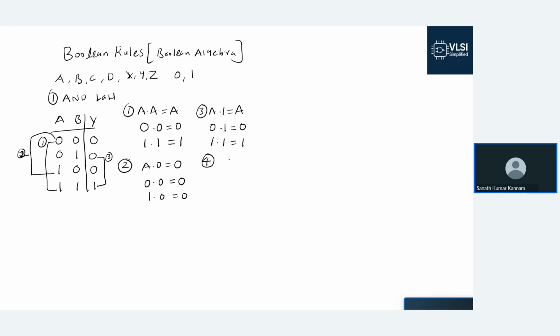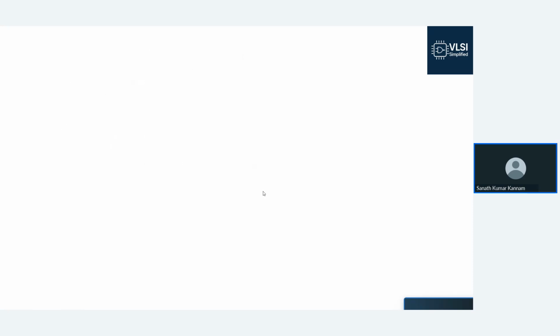And the fourth law is A and A bar equals 0. A and A bar equals 0 means this one and the complement of this one. So these two you can take. A is 0, the complement of A is 1, so this is equal to 0. A is 1, the complement of this is 0, you are getting 0. So this is nothing but the AND law.